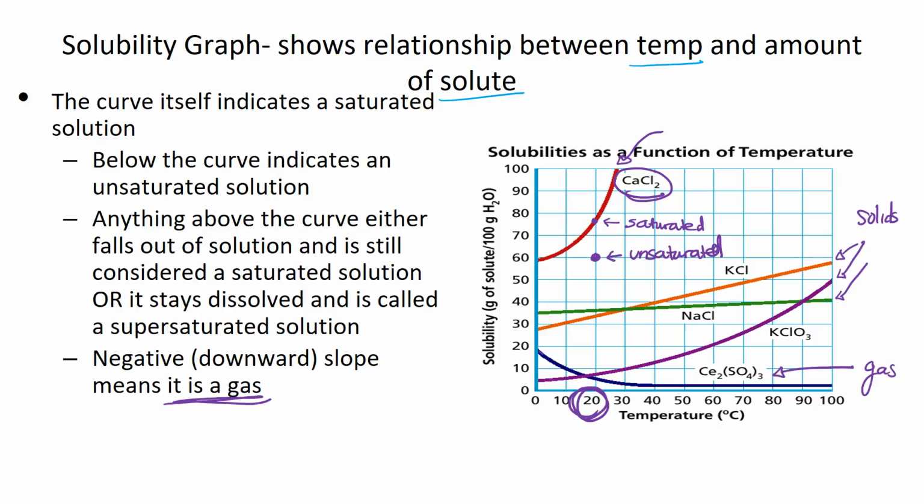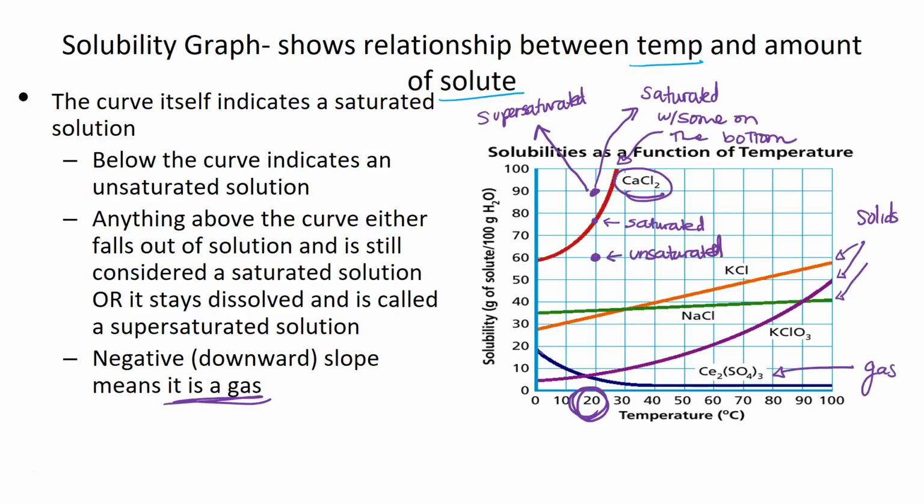But what if at 20 degrees I try to dissolve 90 grams of calcium chloride? Well, when I'm above the curve, there are two options. If it all dissolves, then I'm going to be supersaturated. And that means I probably had heated up and then cooled it down. But if it does not all dissolve, then I would just be saturated with some on the bottom of my beaker or cup or whatever that would be.